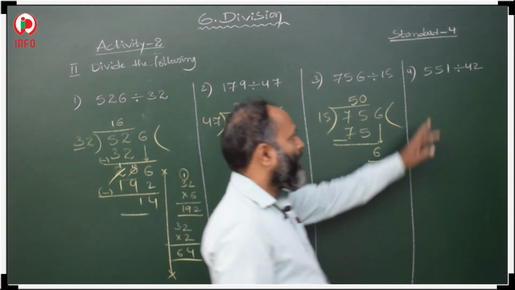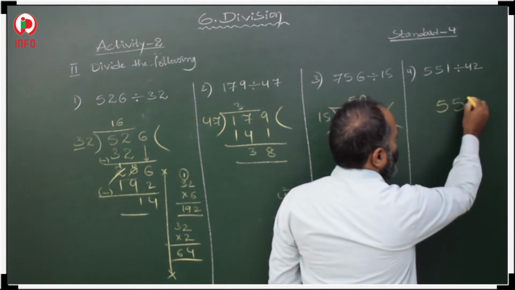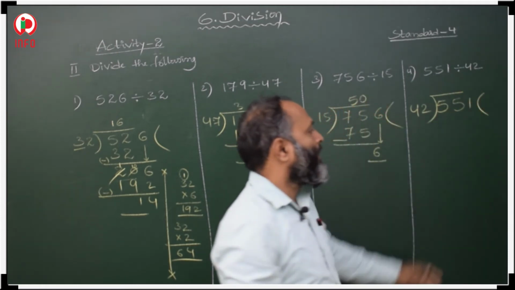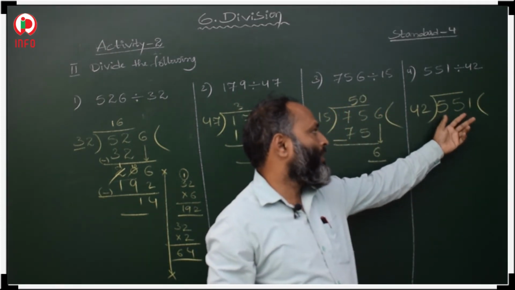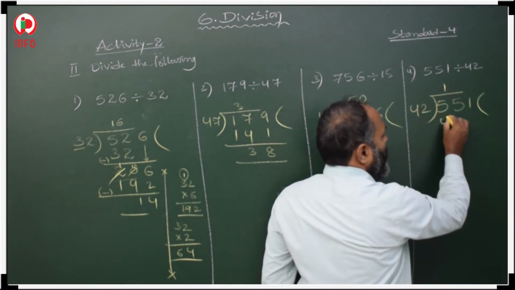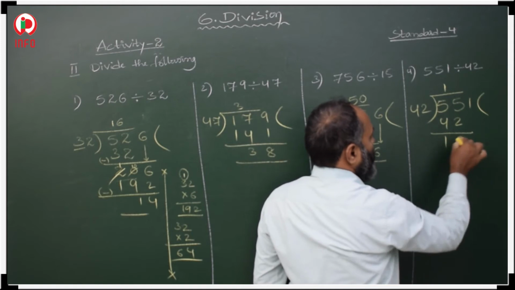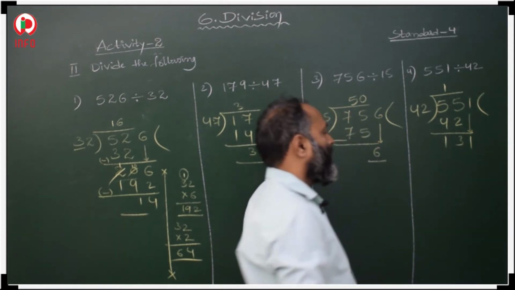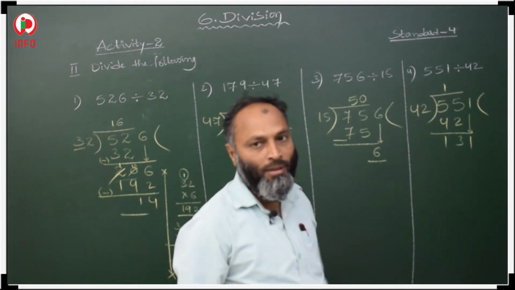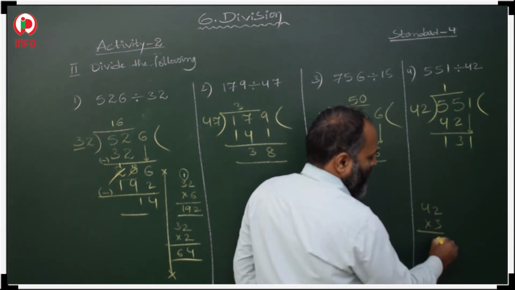Now, 551 divided by 42. So, here we have to take 2 digits, 55. 55 is greater than 42. Then 42 ones are 42. 5 minus 2, 3. 5 minus 4, 1. Now, we take 1 down. Here 131. So then this 131, when will we get it in 42? Once you check 42 3s are, 3 2s are 6, 3 4s are 12.